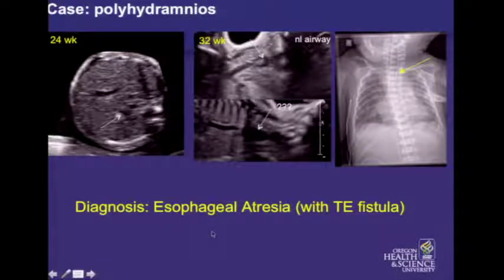So this is a diagnosis of esophageal atresia, and this baby did have a TE fistula. We could see the feeding tube after the baby is born is in the esophageal pouch.